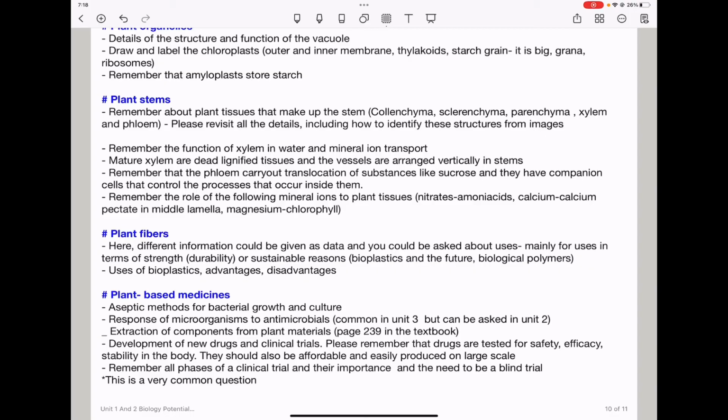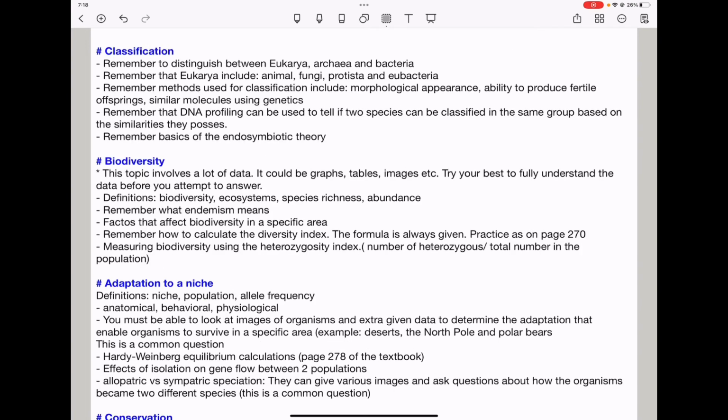This is a very common question. You should fully understand it before you go for any Unit 2 biology exam. Moving on to classification, remember to distinguish between eukarya, archaea, as well as bacteria. Here I use the three kingdom system. Remember that eukarya include animal, the fungi, protista, as well as eubacteria.